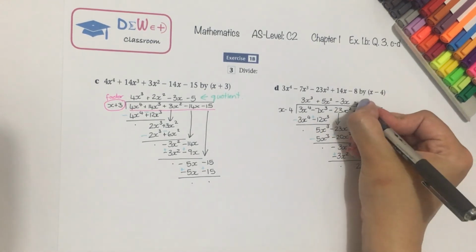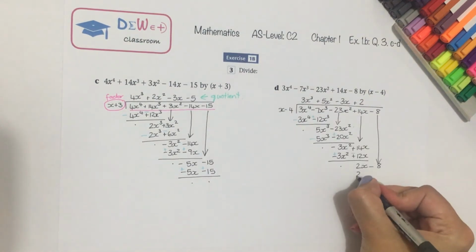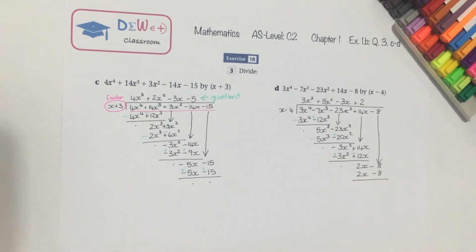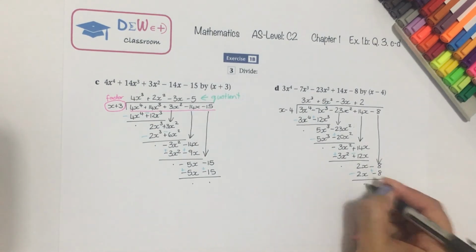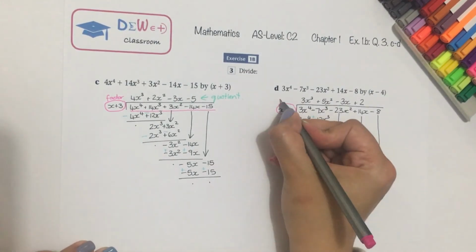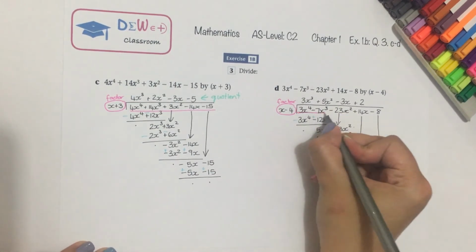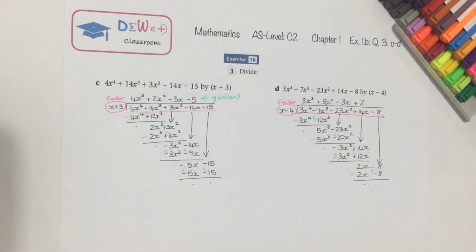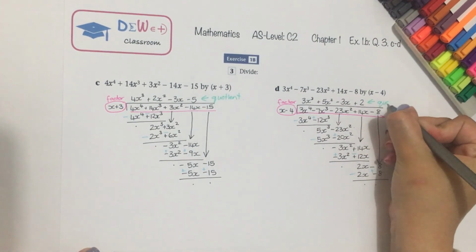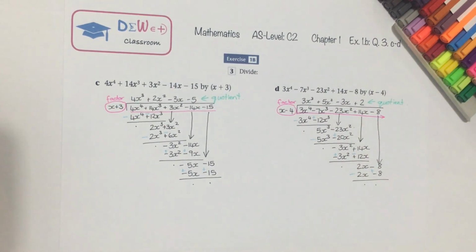2x divided by x is 2. 2 times x is 2x. 2 times minus 4 is minus 8. We subtract them from one another, change the signs, and we are left with 2x minus 2x is 0, minus 8 plus 8 is also 0. And because the remainder is 0, we know that x minus 4 is indeed a factor of this polynomial. And our answer, 3x cubed plus 5x squared minus 3x plus 2, is also called the quotient. And that concludes Exercise 1B, Question 3, C and D.